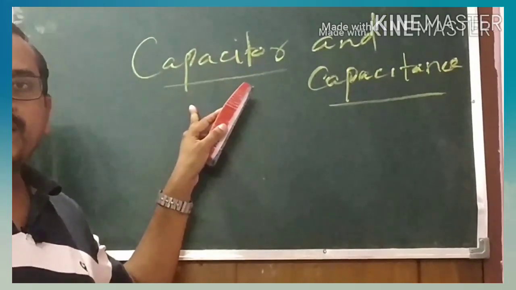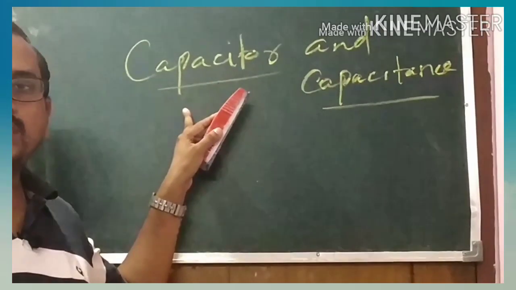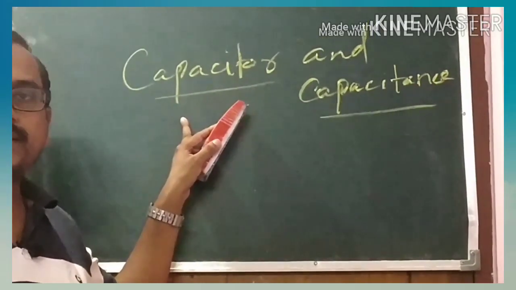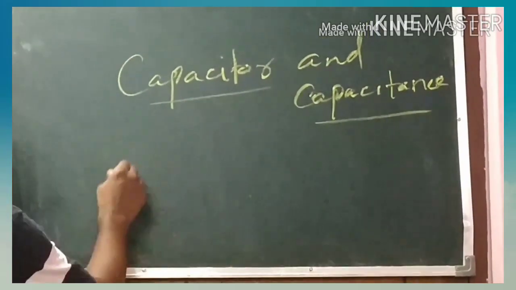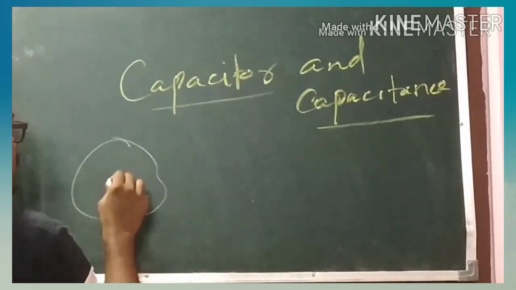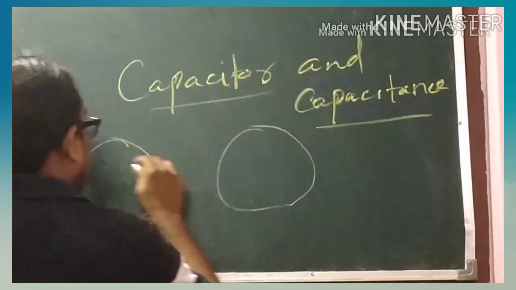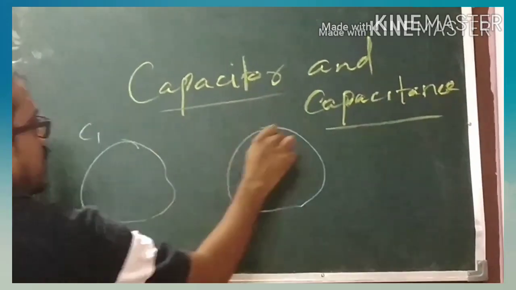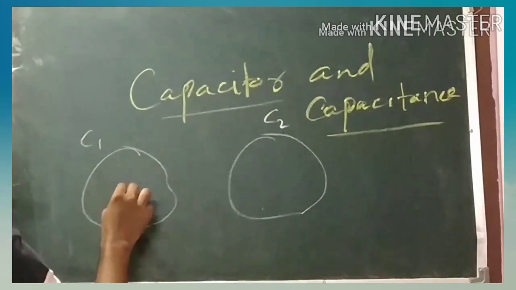Today we are going to discuss capacitor and capacitance. A capacitor mainly consists of two conductors separated by a dielectric. Let us consider two conductors, capacitor 1 and capacitor 2, and there is charge.